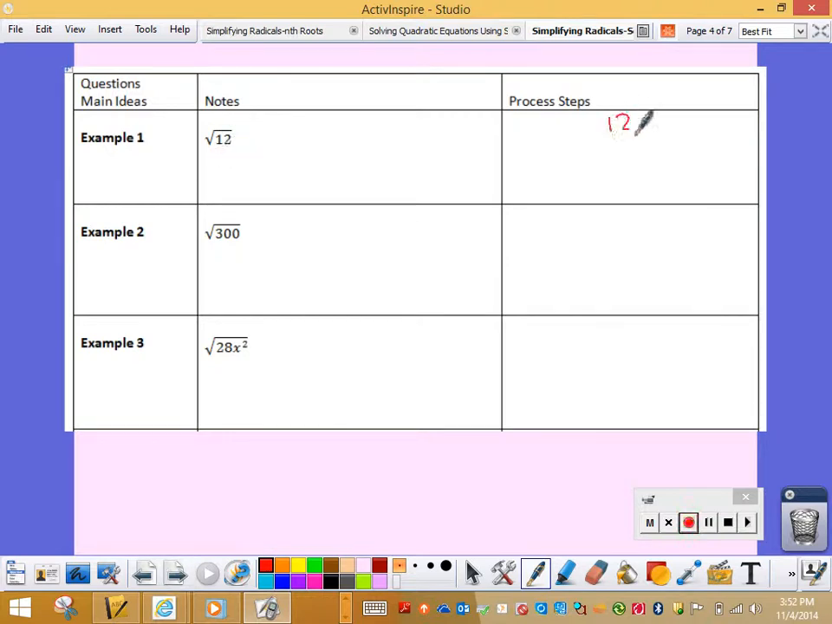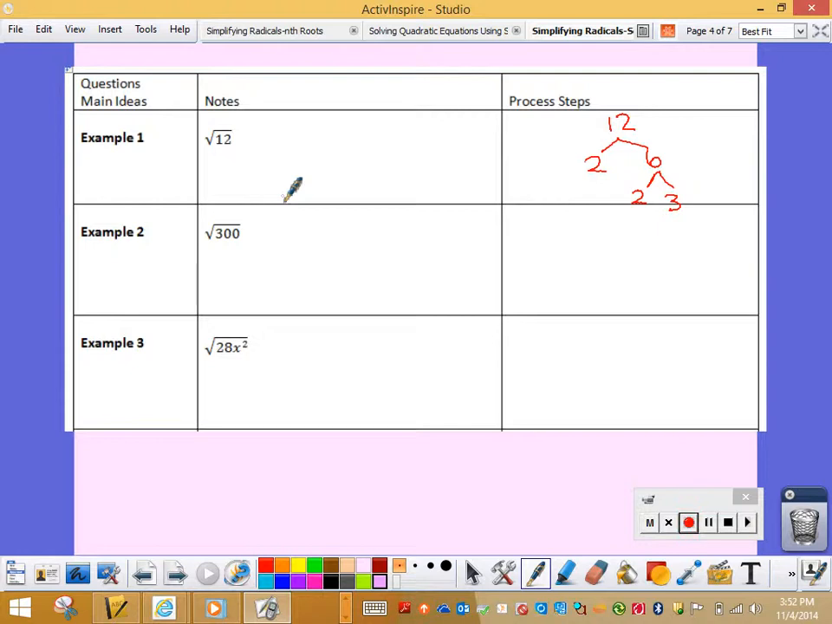We are going to take 12 and break it up into its prime factors. So we'll start dividing it by 2. 2 times 6 is 12. 2 is prime, so we can break up 6 into 2 times 3. And now we have all the prime factors. Okay, so what we're looking for here is groups of 2. We know that two numbers multiplied by themselves are a perfect square, and a square root undoes a square.